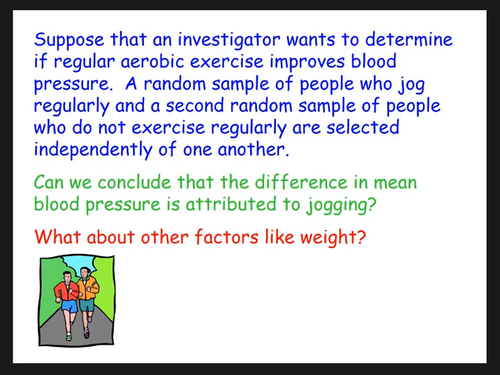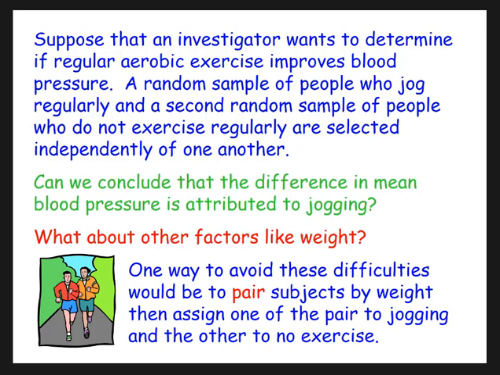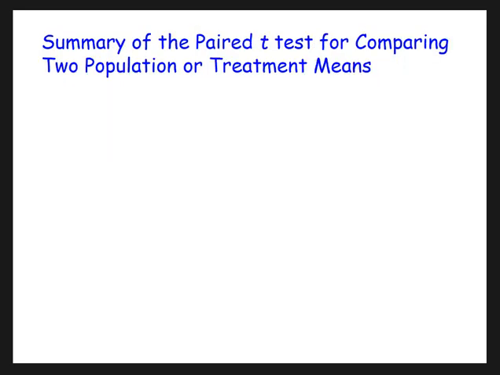Other factors like weight. Again, joggers tend to have lower weight. It's really hard on the body to jog if you're overweight like I am. All sorts of things come into play there. So one way to avoid these difficulties would be to pair subjects by weight and then assign them one to jogging and one to no exercise. That would be called a paired test.